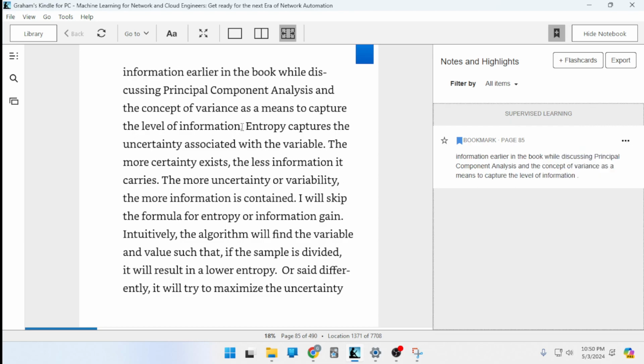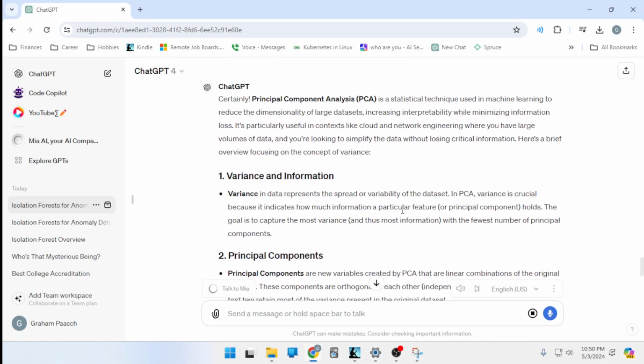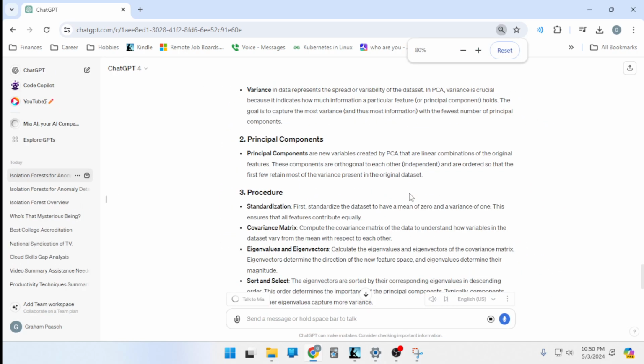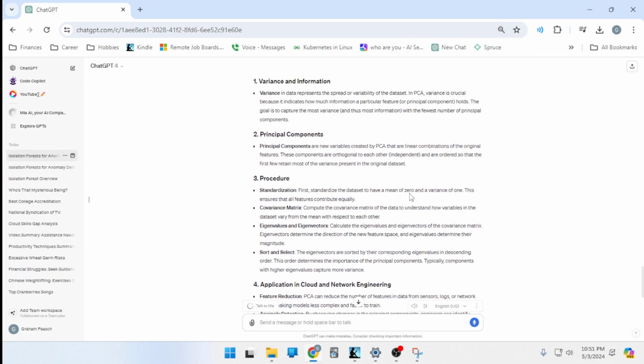Certainly, principal component analysis (PCA) is a statistical technique used in machine learning to reduce the dimensionality of large datasets, increasing interpretability while minimizing information loss. It's particularly useful in contexts like cloud and network engineering where you have large volumes of data and are looking to simplify the data without losing critical information. Here's a brief overview focusing on the concept of variance. 1. Variance in information. Variance in data represents the spread or variability of the dataset. In PCA, variance is crucial because it indicates how much information a particular feature or principal component holds.